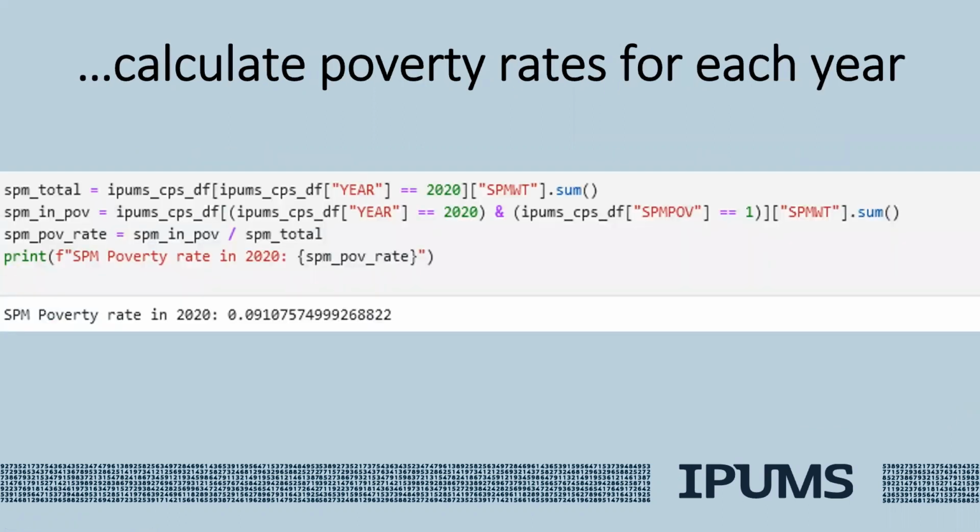Okay, so now let's get down to what we actually wanted to do, which is calculate poverty rates for each of these years. So here, from our IPUMS CPS data, I'm selecting records that appear in the year 2020, and I'm summing their SPM weight values to get my denominator. And then here, doing the same procedure, selecting on the year 2020 and just those individuals who are in poverty according to the SPM measure and summing their SPM weight values. And then dividing those out to get a poverty rate, and I've got a little print statement here to show me the results.